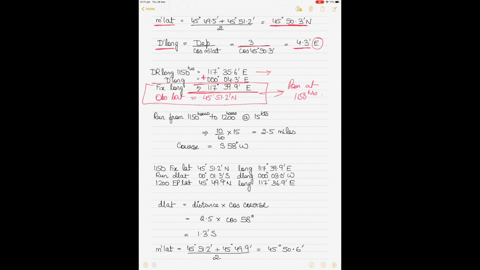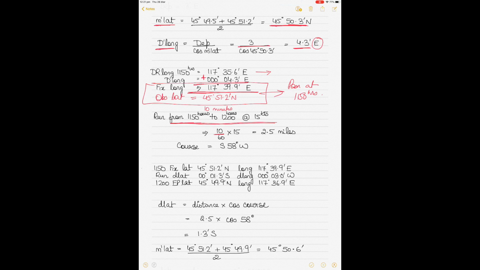Alright, then the last part of the question that you have to find. From 11:50 to 12 hours, you have to find the position at 12 o'clock. So again, from 11:50 to 12 hours, at 15 knots, you travel a distance of 10 by 60. 10 is the minute, so 11:50 to 12 is 10 minutes, right? And you traveled at 15 knots.